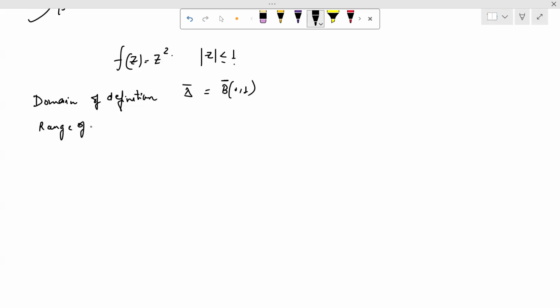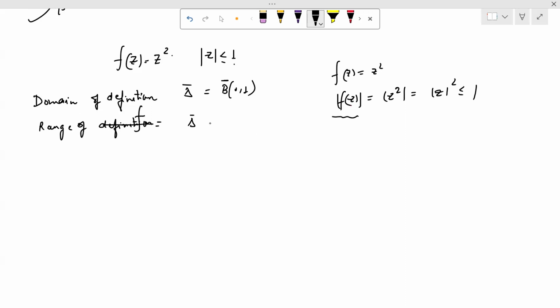So what would be the range of f? The range of f would also be a closed disk only. Clearly, because f(z) is equal to z square, mod f(z) will be equal to mod z square, which is equal to mod z whole square, and certainly that is less than or equal to 1. So the range of function f is also the closed disk only.